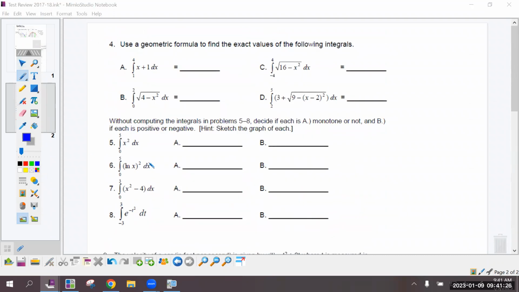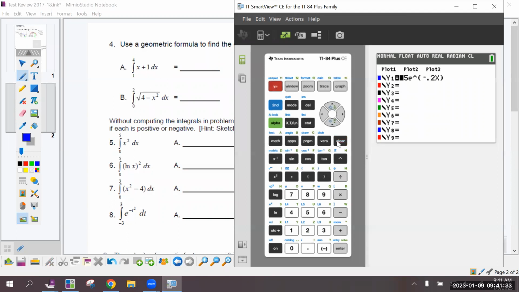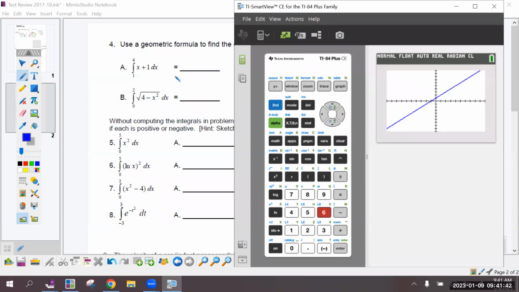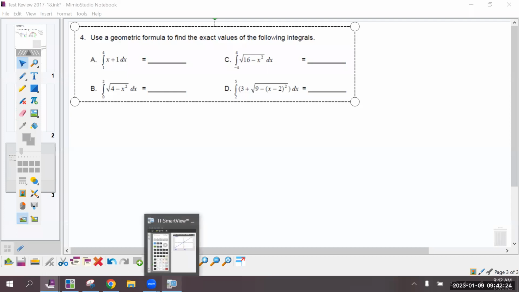Use a geometric formula to find the integrals. So let's pull up my calculator again. I'm going to graph x plus 1, and make sure zoom 6. And we want to go from 1 to 4. Trace over to 1. I think I'm going to want to draw this. Hang on. Okay, I got some more space.